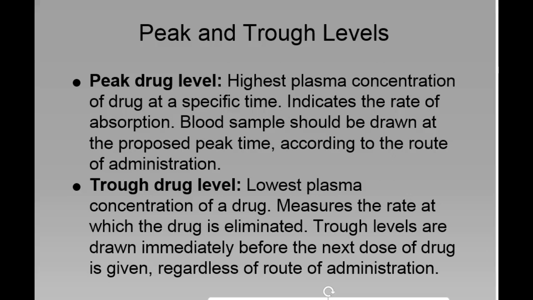route of administration. The trough drug level is the lowest plasma concentration of a drug, and it measures the rate at which the drug is eliminated. Trough levels are drawn immediately before the next dose, regardless of route of administration. It's important because nurses tend to draw the peak and trough levels. The peak is usually 1 hour after administration, and the trough level is 30 minutes prior to administration, whenever the serum levels are being evaluated.